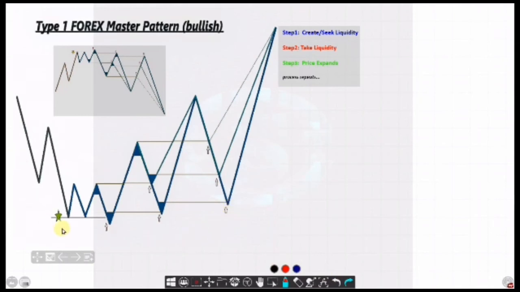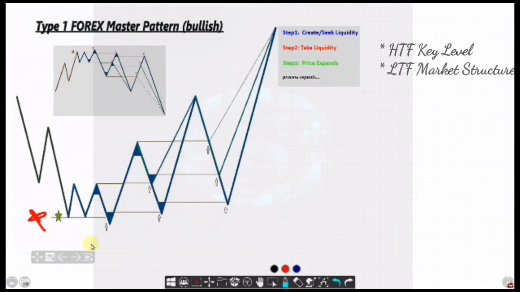So there are four things that enable me to interact with this pattern with high probability, and let me point them out here before we close the video. Number one is that we are considering the higher time frame key level. So we need this to be a key level, and like I said before, a key level for me and my students could either be a higher time frame liquidity pool, or it could be any of these levels you have here.